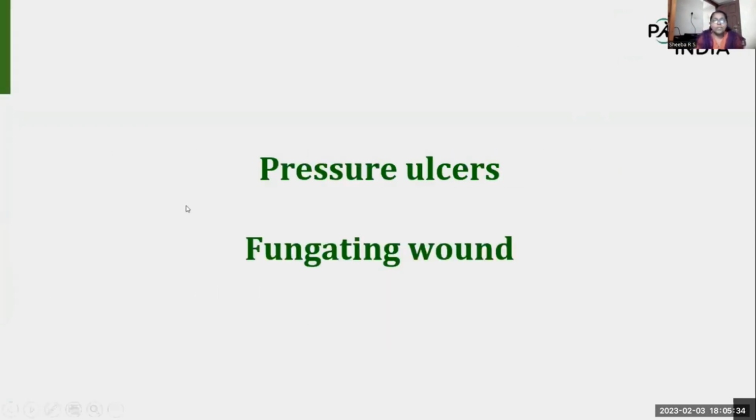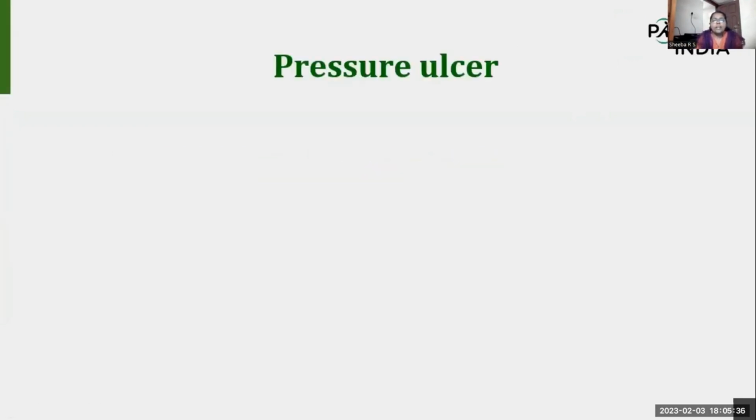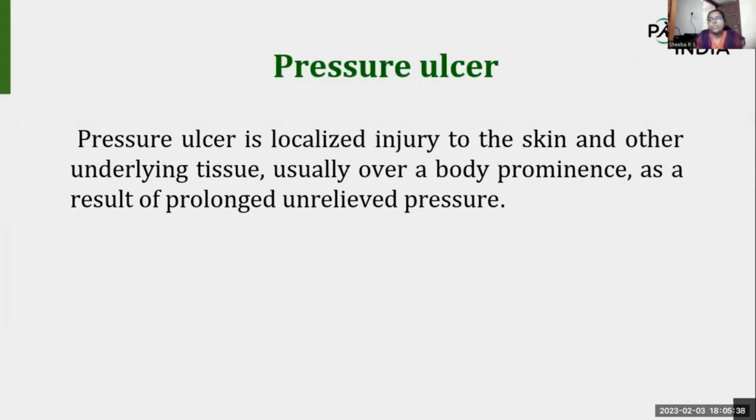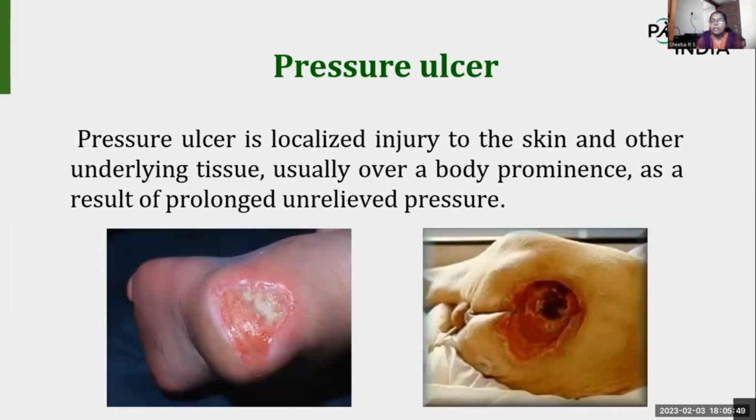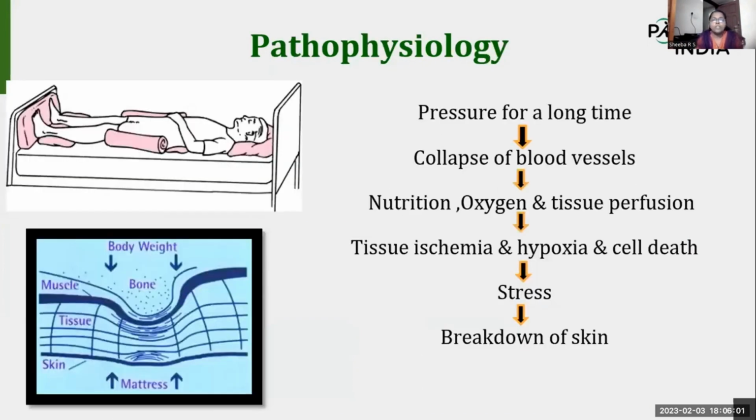Okay. So pressure ulcer is a localized injury to the skin and the underlying tissue, usually over the bony prominence, as a result of prolonged unrelieved pressure. So if there is prolonged unrelieved pressure, there is a chance of damage to the skin under the bony prominence, especially under the bony prominence, but it can occur anywhere. Okay. So this is called pressure ulcer.